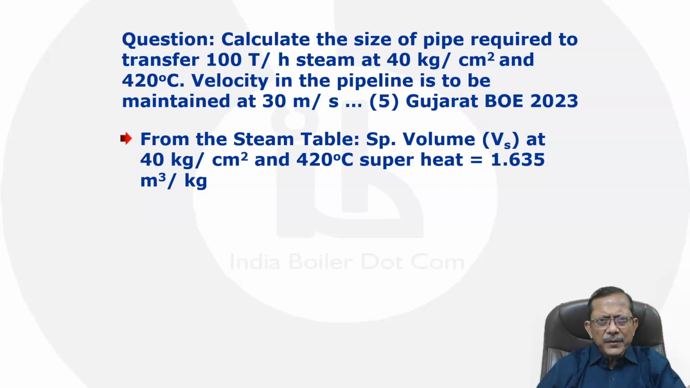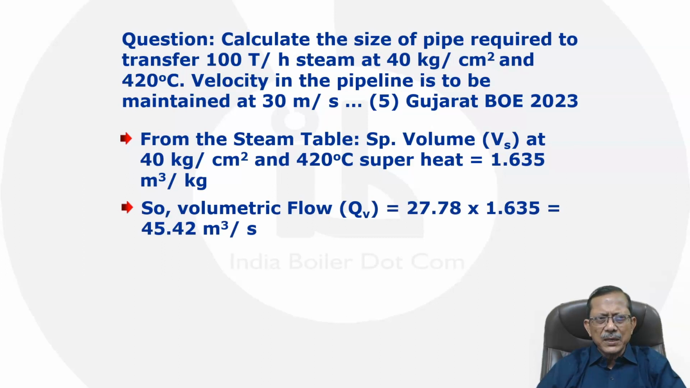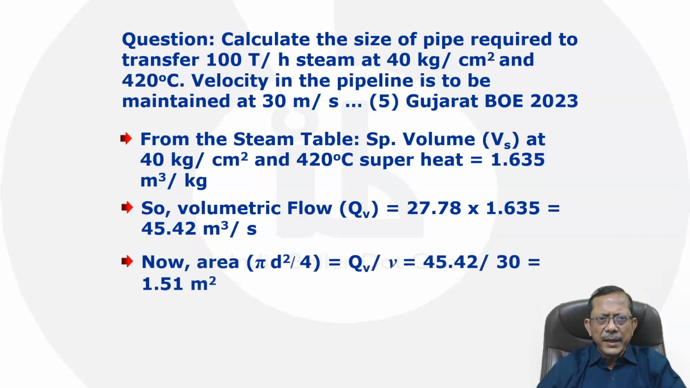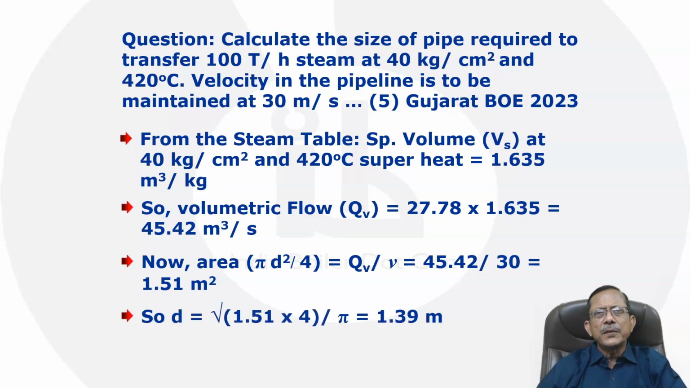So the volumetric flow now we can calculate as the mass flow which you have calculated, 27.78 into 1.635, it comes to 45.42 meter cube per second, which actually is a very high volume, as you are going to find out. Okay, so now we have the volumetric flow, we have the velocity, we can find out the area and therefore the diameter. So now area will be 44.42 divided by 30, that comes to 1.51 meter square, and the diameter will come to 1.39 meter.